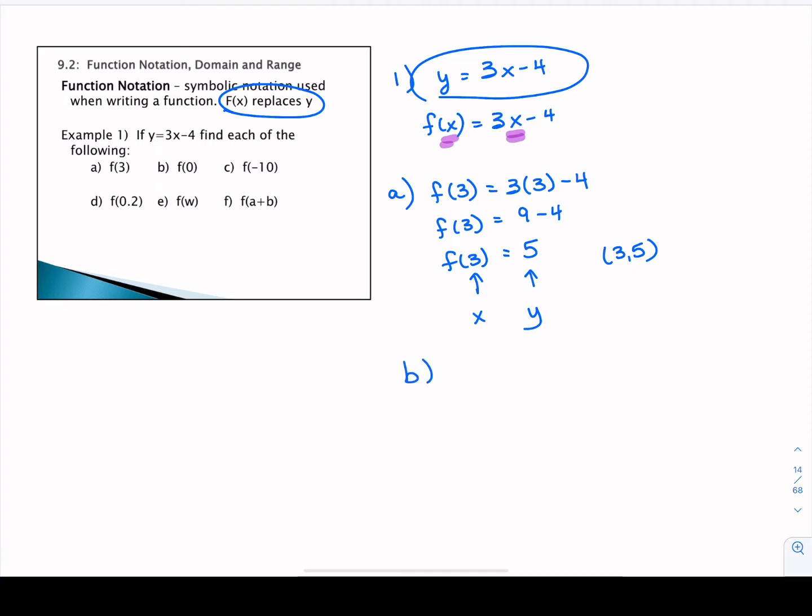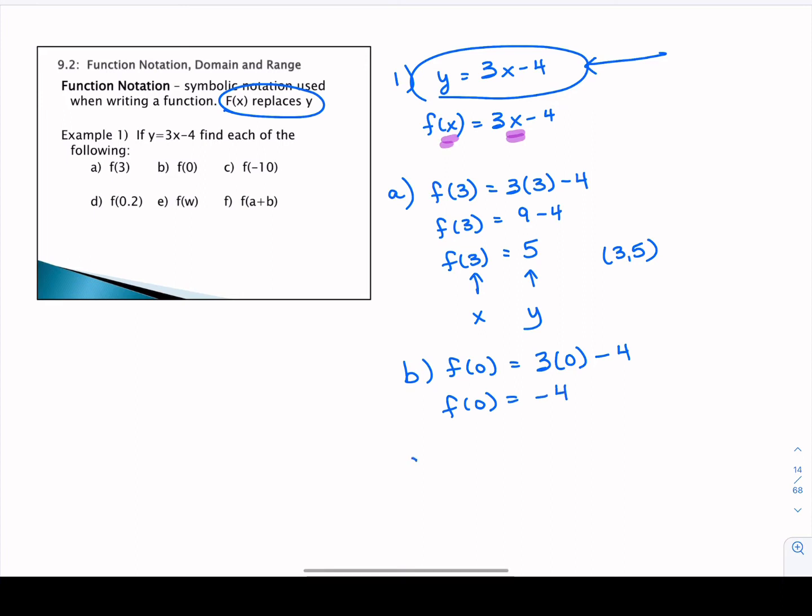So part B says find f at 0. So what we're going to do is go back to the original function f of x, or y equals if you'd rather. Every time we see an x, we remove that x and we replace it with what's in the brackets. So in this case, it's 3 times 0 minus 4. So f at 0 is going to be 0 minus 4, or negative 4.